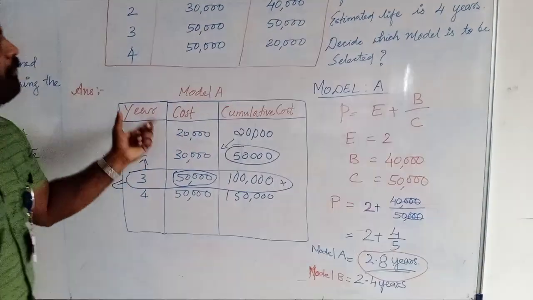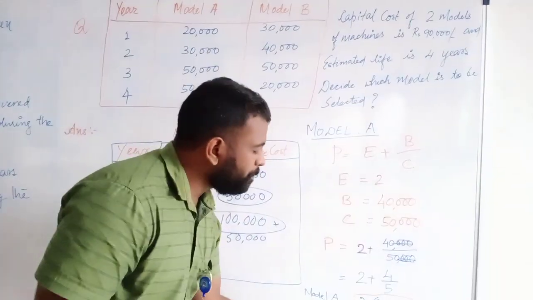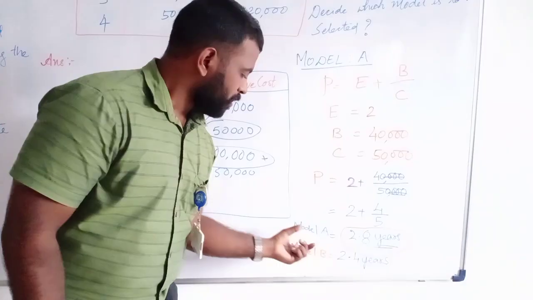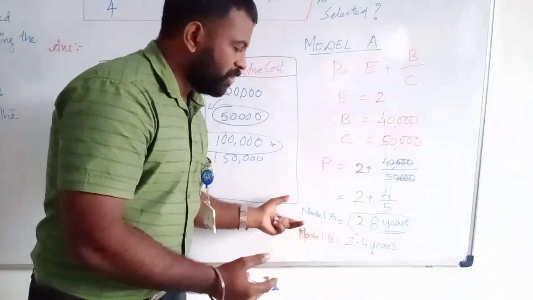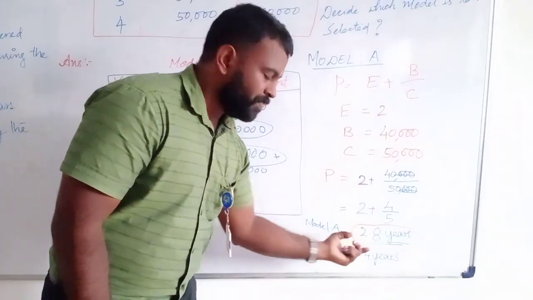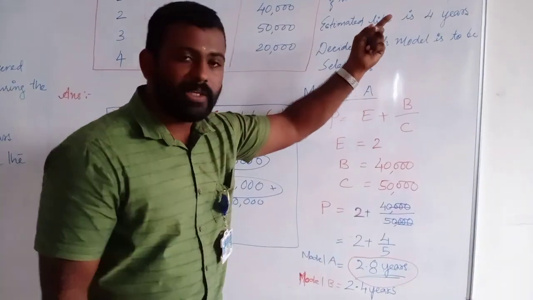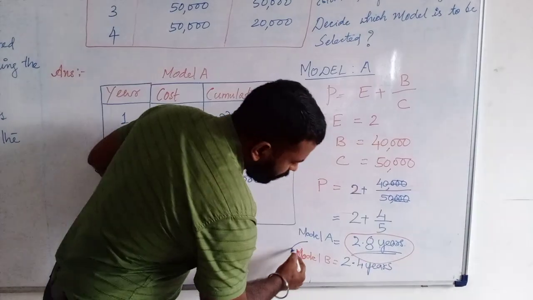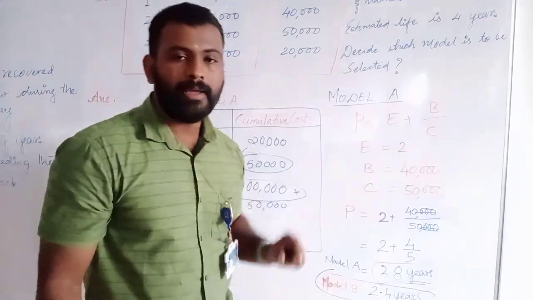In the same way, if we find the payback period of model B, we get 2.4 years. So if we invest in model A, we will get back the initial investment within 2.8 years. And if we invest in model B, we will get back the initial investment of rupees 90,000 within 2.4 years. So model B will be selected as per the payback period method.